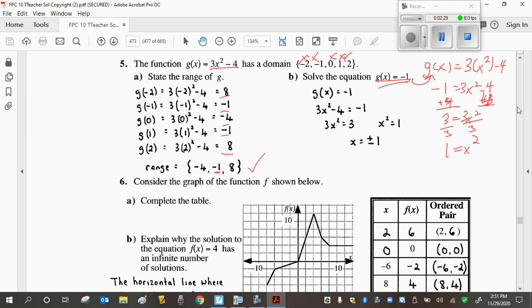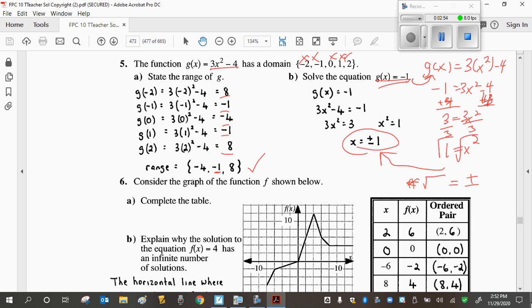What's the square root of 1? Positive negative 1. And don't forget, in fact, write it down again, square root equals positive negative. We've seen that many, many times. Don't want to lose those marks every time. That's the hardest one there.